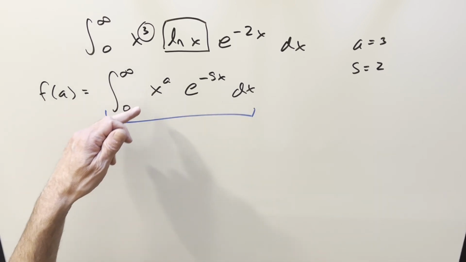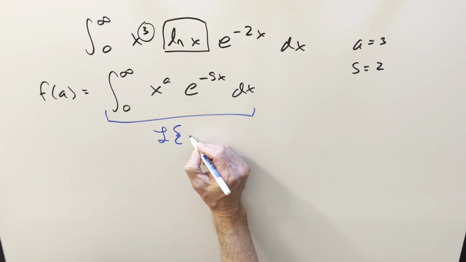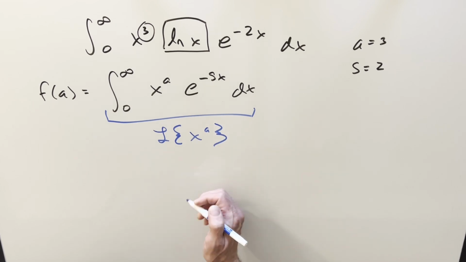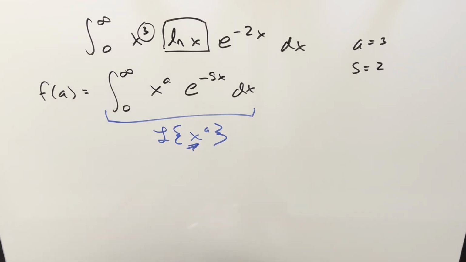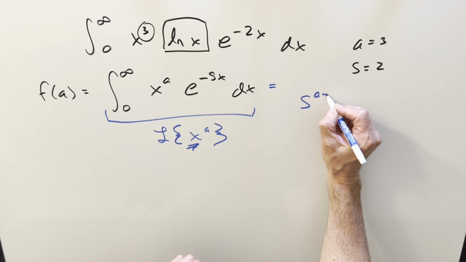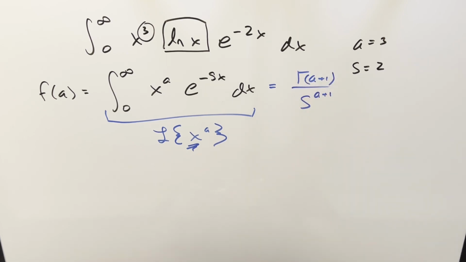So doing it like this, I've set up a function where this is something we know, or we could say there's a nice formula for this. This is actually a Laplace transform of x to the a. If you're not familiar with Laplace transforms, I'll give a link. I have a playlist on this so you can see where we derive this formula. So the formula for this thing is just going to be s to the a plus 1, and we're going to have gamma of a plus 1 in the numerator.